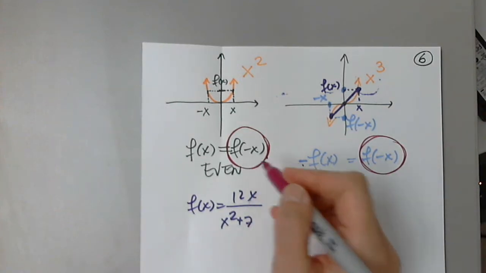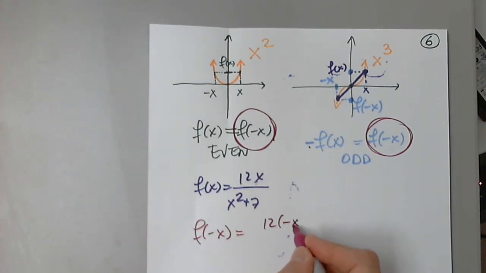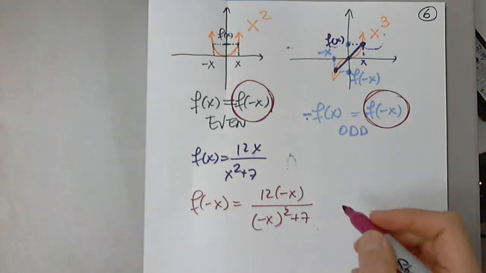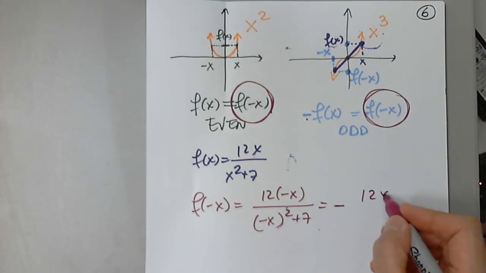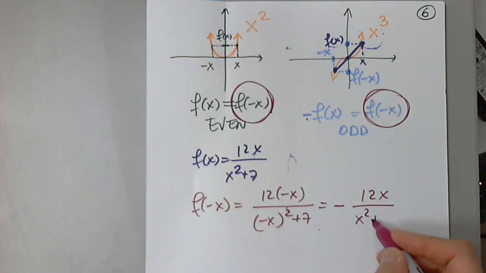So I have to find f of negative x. So f of negative x is 12 times negative x over negative x squared plus 7. Because that's the pattern of the function. When I look at this function, that's what I see. I see f of whatever equals 12 times whatever over whatever squared plus 7. Agreed? So the numerator can be rewritten as negative 12x. The denominator is not going to make any difference. It's the same thing.